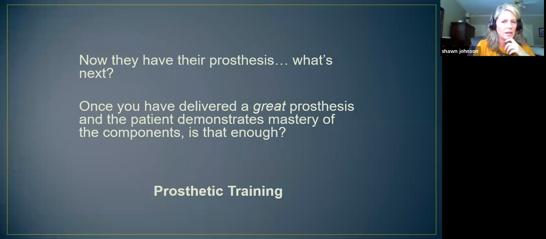Let's say test socket didn't happen and you've delivered this prosthesis and it's fabulous, it's amazing, and the patient has demonstrated they can open and close the prosthesis and rotate the wrist and maybe bend and extend an elbow. Is that enough? In my opinion, no. Because what if that's just inadvertent randomness? So they really need the prosthetic training.